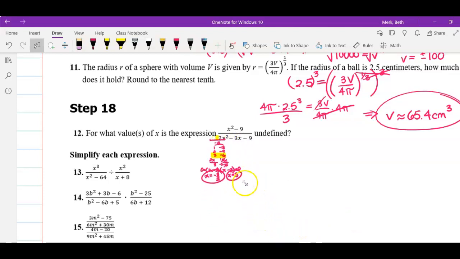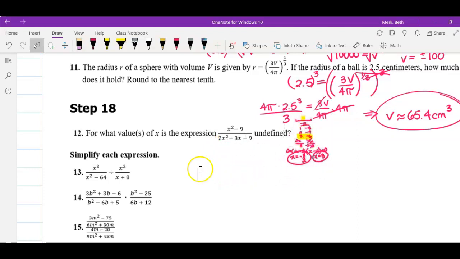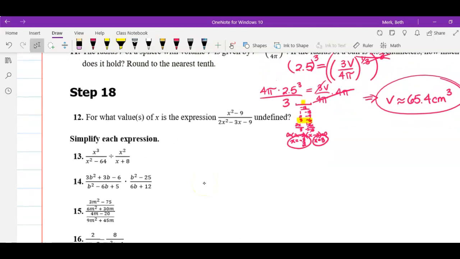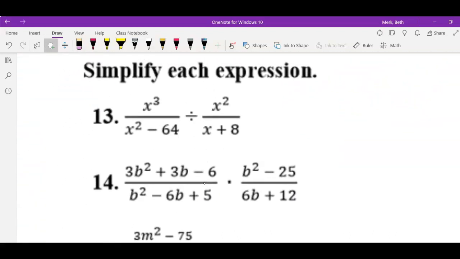I'll get my work out of the way here a little bit so we can continue on with number 13. We need to simplify each expression or perform the operations. That's another way to think about it. Well, when we see divide with fractions, we want to keep the first fraction, change to multiply, and rewrite the second fraction by flipping it.